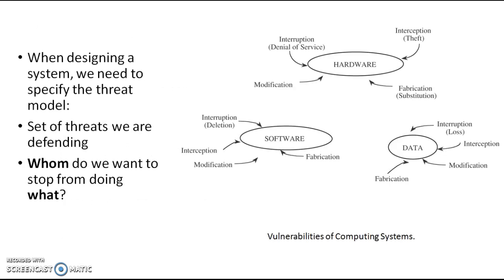When designing a system, we need to specify the threat model, the set of threats we are defining, and whom we want to stop from doing things. If you have hardware, you need to protect it from interception, fabrication, and modification. If you have software, you still need to consider interruption, which you call deletion. Software can be deleted. In hardware, interruption is denial of service, meaning the service cannot be obtained and you cannot access the hardware, and theft can happen. Interception means theft, and substitution. In the case of data, you have these four things. Interruption is like loss of data. If some of the data is lost, we refer to it as interruption.